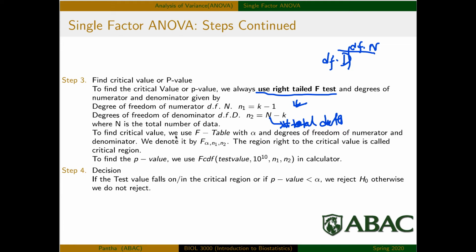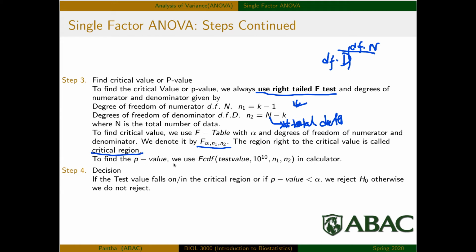To find the critical value, we use the F table with alpha and degrees of freedom of numerator and denominator. Again, we use the right tail test. We denote it by F, alpha, n1, n2. n1 is the degrees of freedom of numerator, n2 is the degrees of freedom of denominator, and alpha is the type 1 error, the alpha value. The region right of the critical value is called the critical region because it is the right tail test.